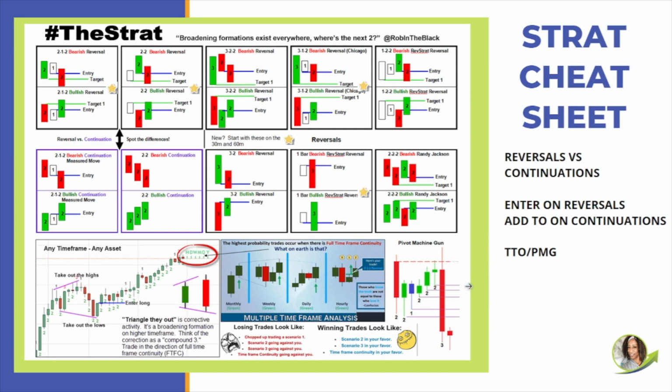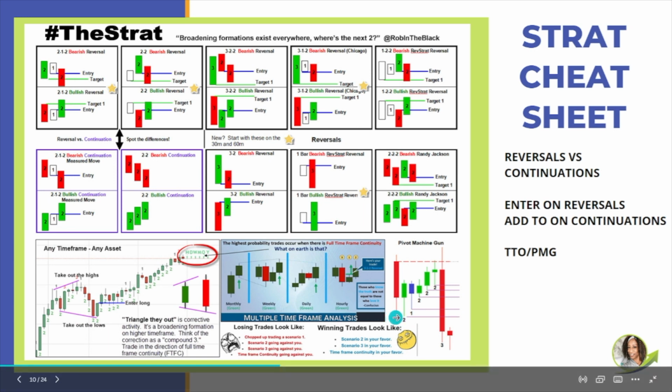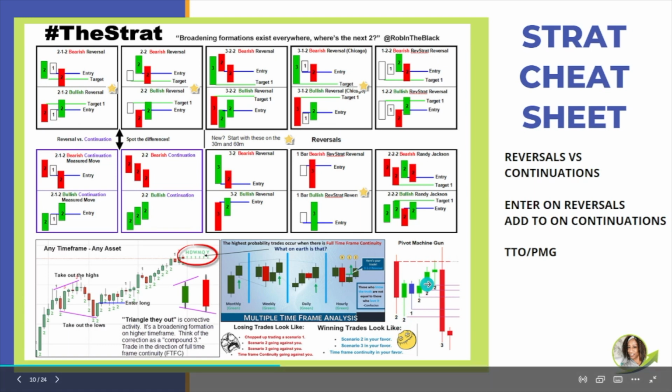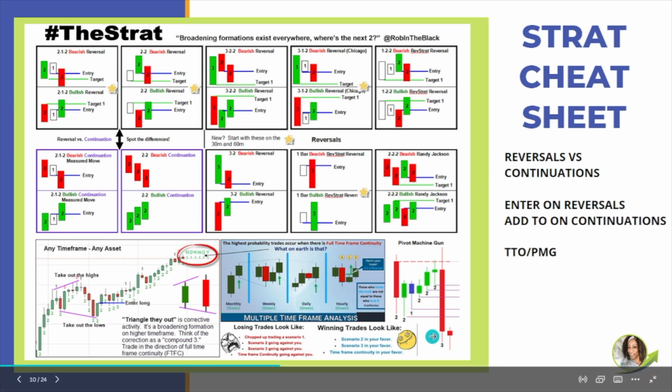Okay, so let's also bring your attention to the pivot machine gun. So the pivot machine gun here, I want you to notice the way this works is you're looking for 5. It has to be 5 consecutive lower highs or lower lows. This is lower highs. Just imagine it in reverse for lower lows. And what you're looking for is if this has enough strength, it can take out all these stops at once.